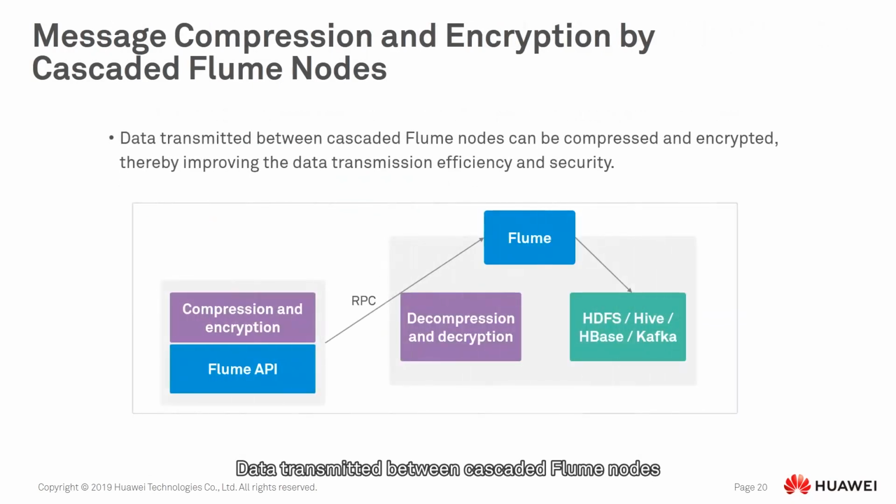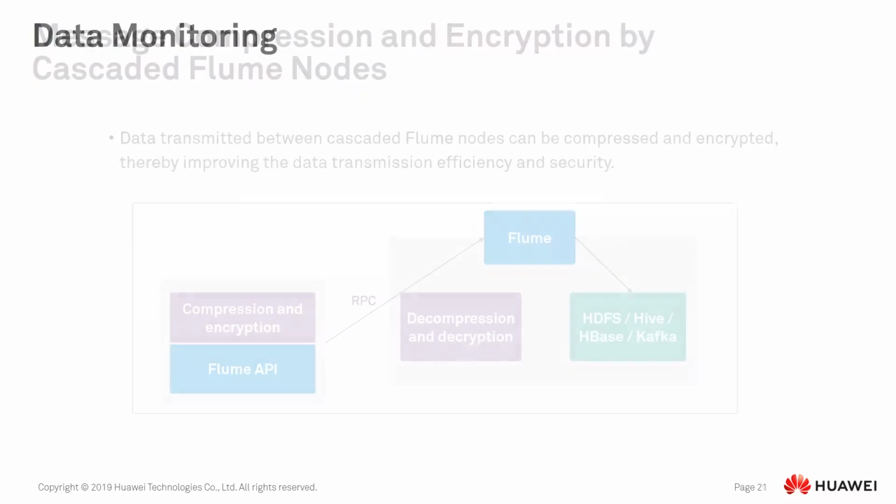Data transmitted between cascaded Flume nodes can be compressed and encrypted. In this case, the data transmission efficiency and security can be improved. Note that the encryption depends on the storage medium and the sink type when synced to the storage medium, and the process from source to channel, then to sink, doesn't need to be encrypted. It belongs to data exchange within a process.